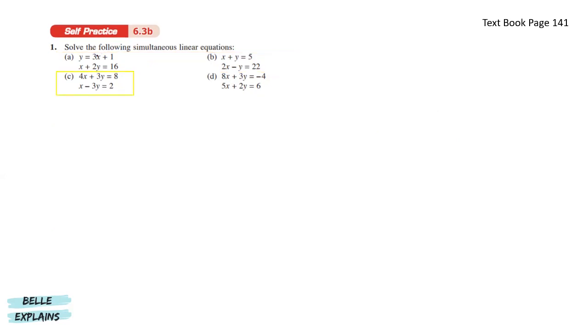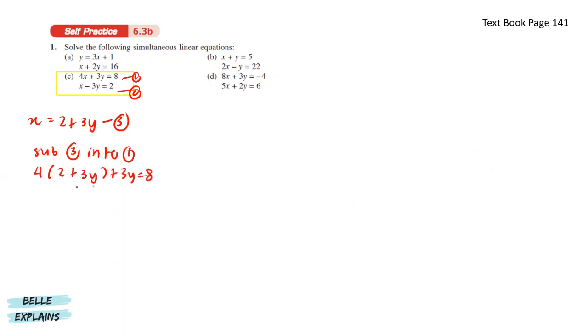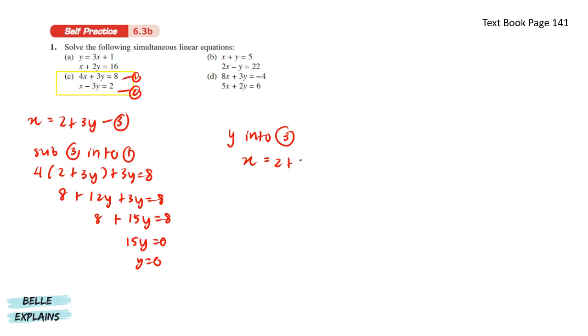From equation 2, we can derive a third equation whereby x equals 2 plus 3y. Let's sub that into equation 1. We get 4(2 plus 3y) plus 3y equals 8. Expanding and solving this gives us the value of y at 0. If y equals 0, we can sub that into equation 3 to find the value of x. So here we get x at 2.